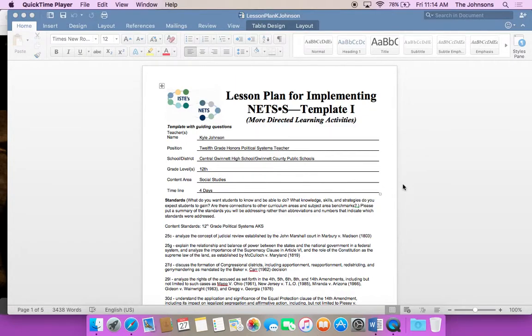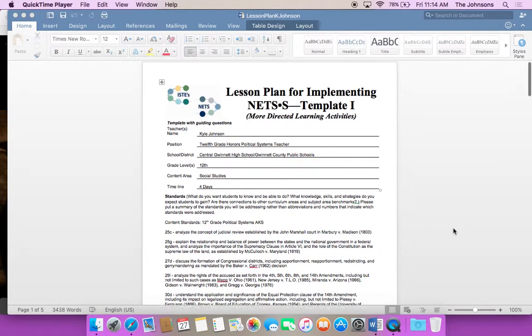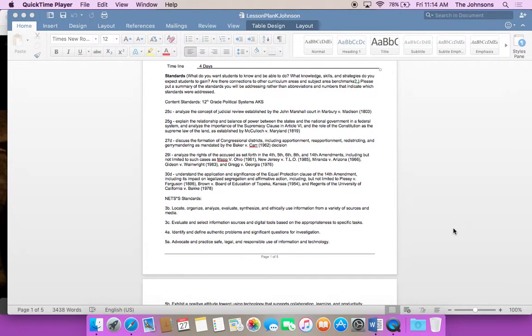For my lesson plan, I decided to do a lesson or a few lessons on the legislative branch for my 12th grade honors political systems class. The standards that were covered included basically taking the court cases and analyzing how they impacted the Constitution and our American government and society. In the past, I just had students take these court cases and find their definitions in the textbook, which was pretty boring, so I decided to do a web quest to help make it a little bit better.